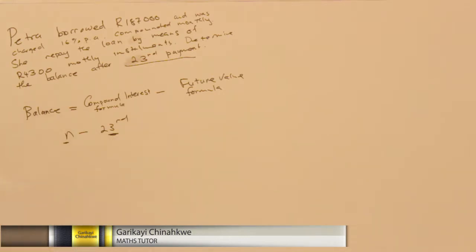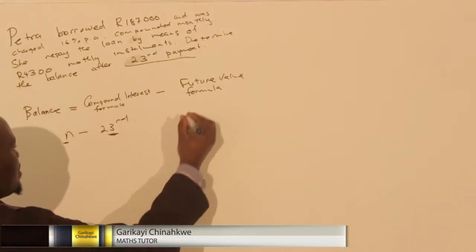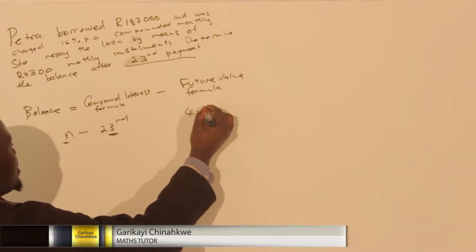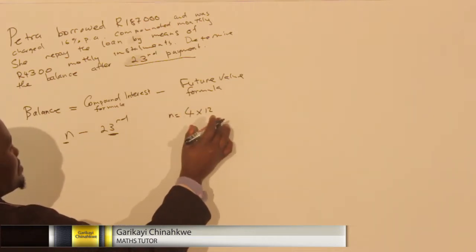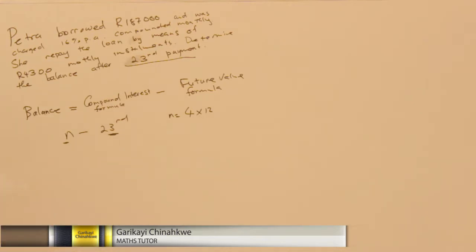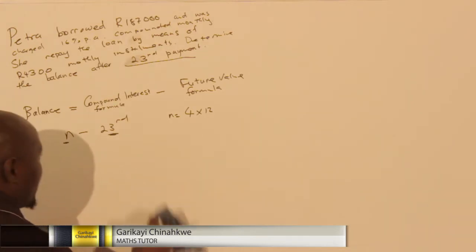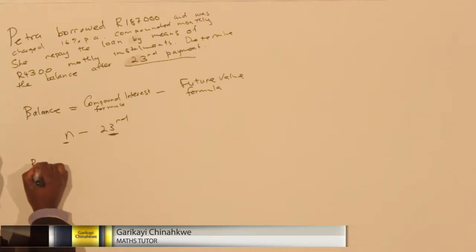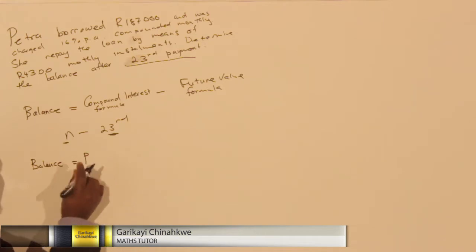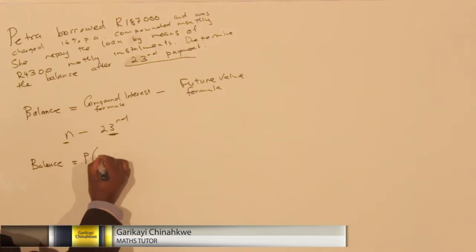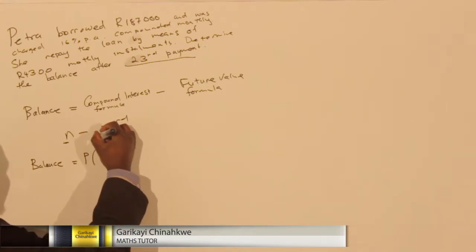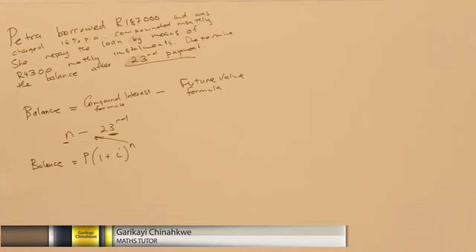So maybe if they say after 4 years, you're just going to say 4 times 12 if it's compounded monthly, so your N is going to be 4 times 12. If it's 3 years, you do the same thing. So this is your N. Okay, so your balance is going to be your present formula. The amount of money that you borrowed, 1 plus i, compound interest, to the power of N. And that is your N.